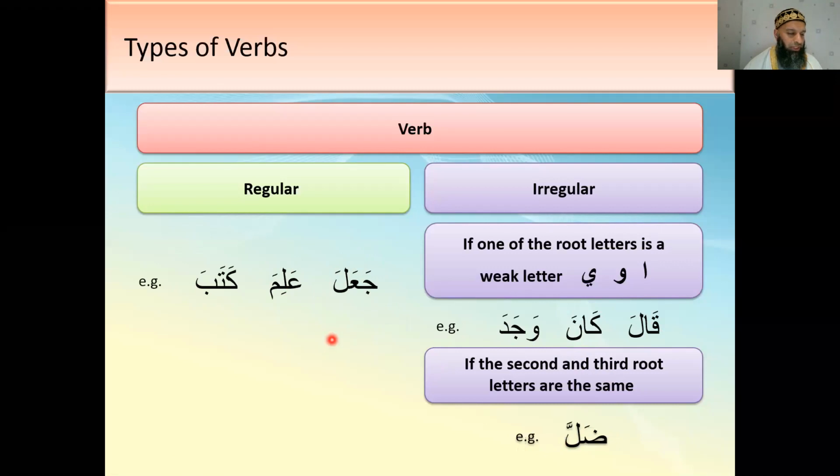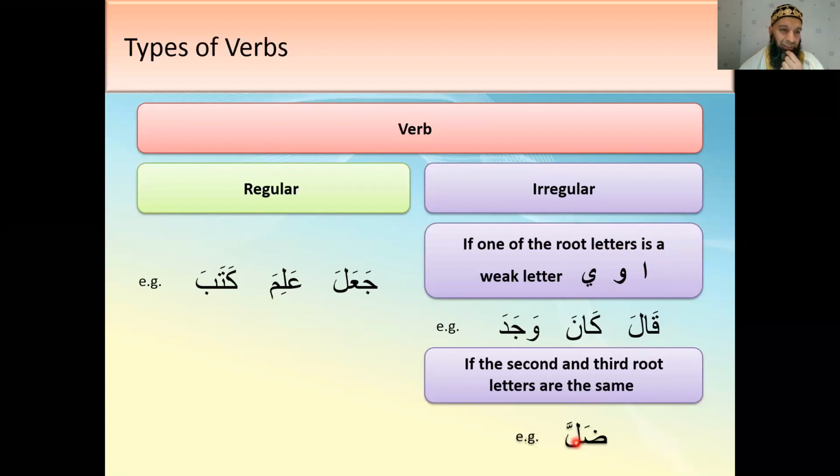So I don't know what's going to be in the test because I don't have the test in front of me. But I think I'll be asking you that in the test, inshallah. What is a weak verb? You need to be able to select the correct option, which is alif waw ya. Any verb that contains alif waw ya in its root letters, and any verb where the second and the third letter are the same.